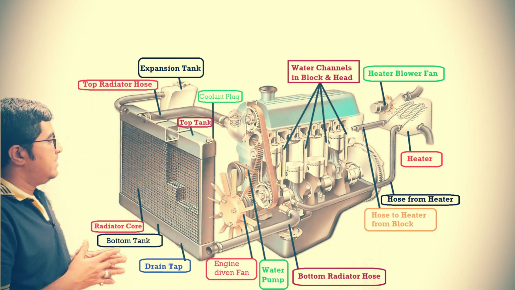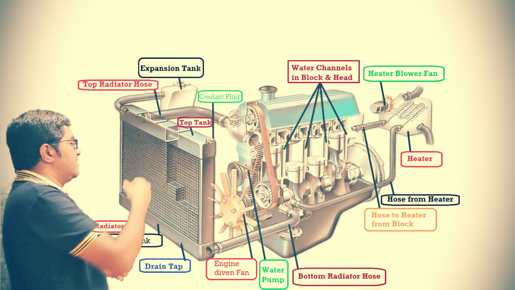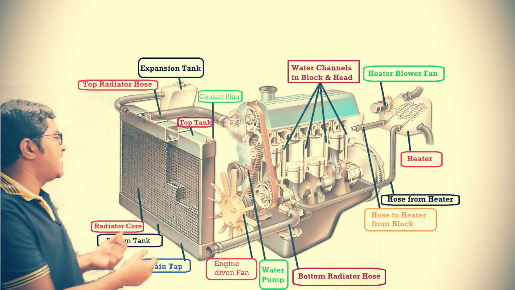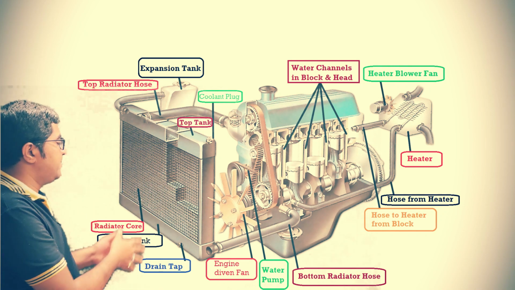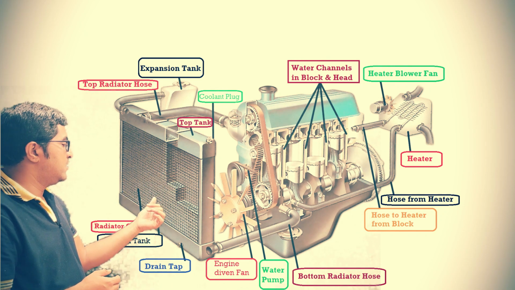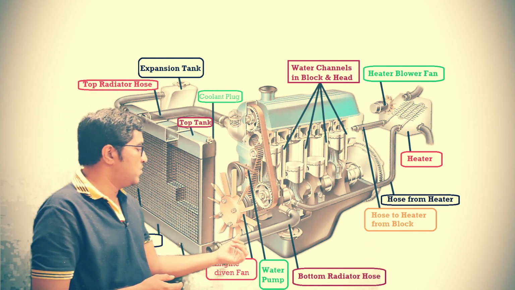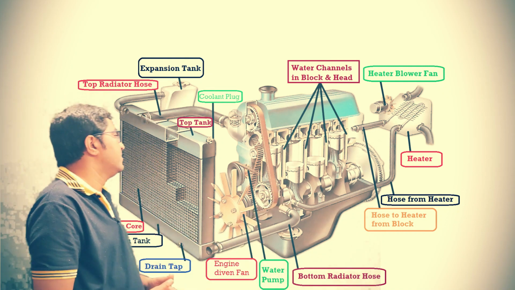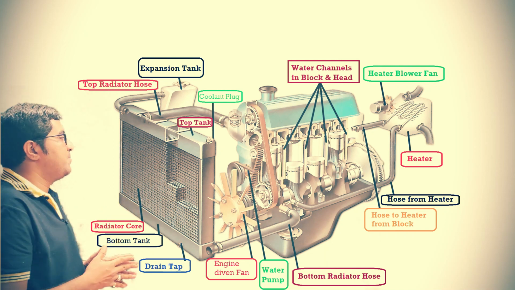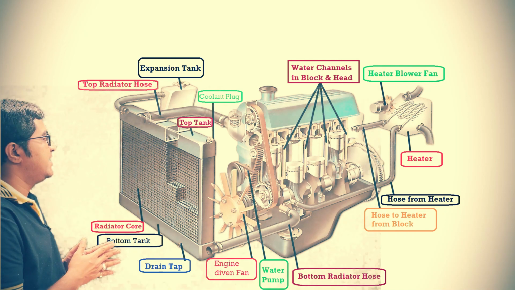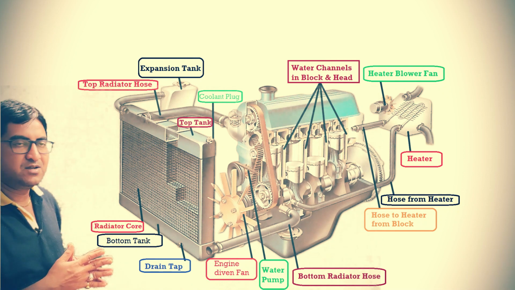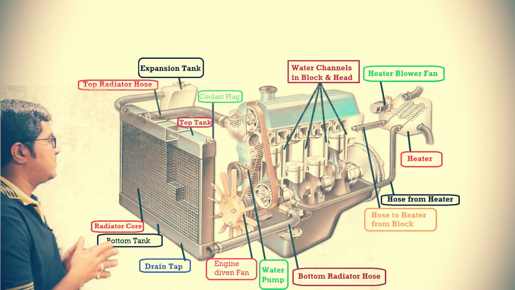Through the upper tank, the coolant will pass through the radiator core. Finally it will pass through the lower tank, through the bottom radiator hose, to the engine. So it is one type of heat exchanger. This radiator is a cross-flow type heat exchanger. In this radiator there is a cross flow.